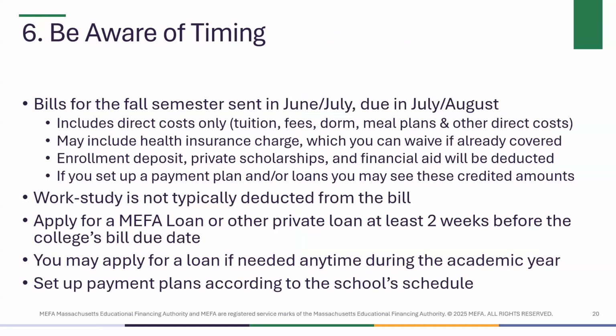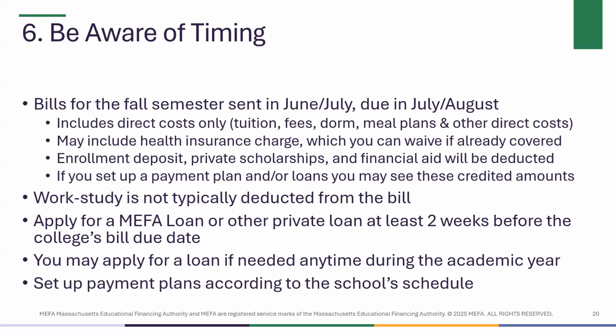Keep in mind the timing that's coming up for fall semester bills that will be due soon. They will be coming out and being sent to you sometime in June or July, and they're usually due 3 to 5 weeks later, in July or August. This will include just the direct costs: tuition, fees, and food and housing. It may include insurance coverage, so you'll want to waive that insurance coverage if the student is already insured under your plan. That could be a good $2,000 bill, so you'll want to save that.